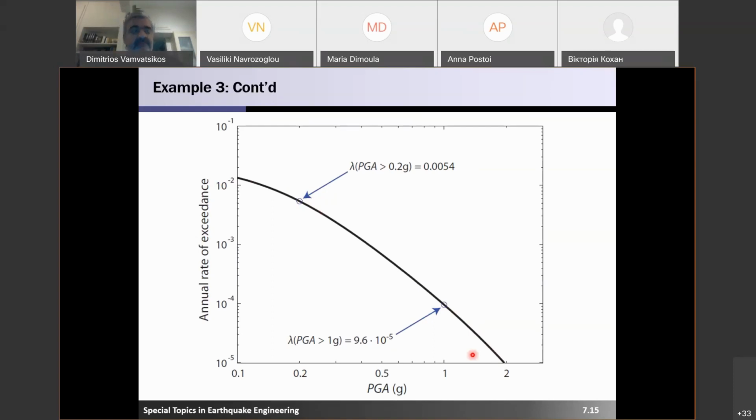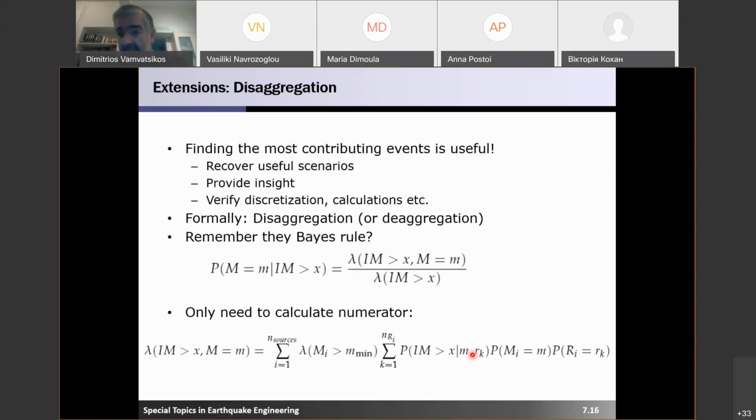Now, this is the basics and it works very well. What we need to discuss a little bit now is the extensions. And the most important extension that we need to build upon what we've done so far is disaggregation. We've already discussed it a little bit, pretty much finding the most contributing events in every scenario, in every case. And that's a very useful thing.